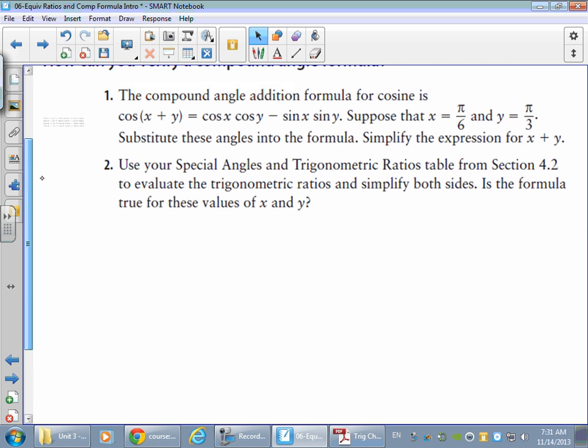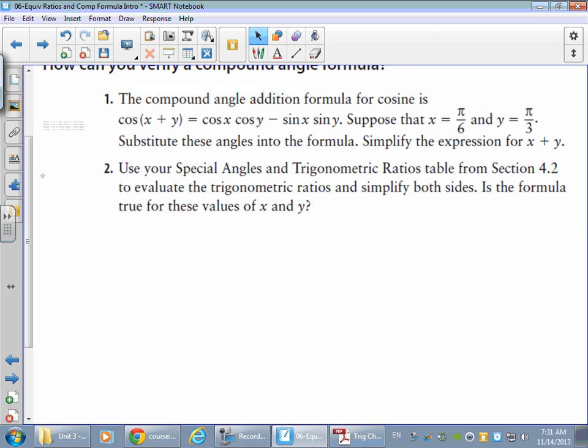And then there'll be one more set of questions today. We'll be on to 4.4 again tomorrow. So the compound angle formula for cosine is this. Essentially, we're just giving you the formula.